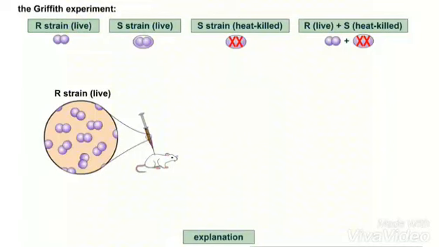The unencapsulated cells of the rough or R strain of Streptococcus pneumoniae do not cause disease. When mice are injected with these cells, their immune system efficiently deals with this invader and the mice live.